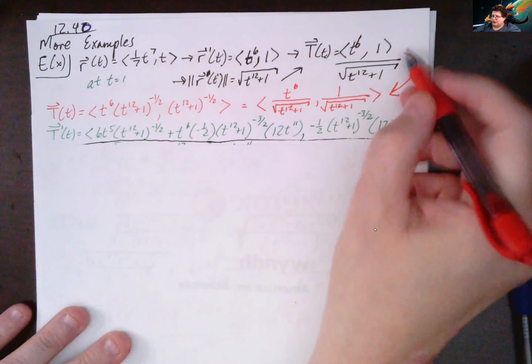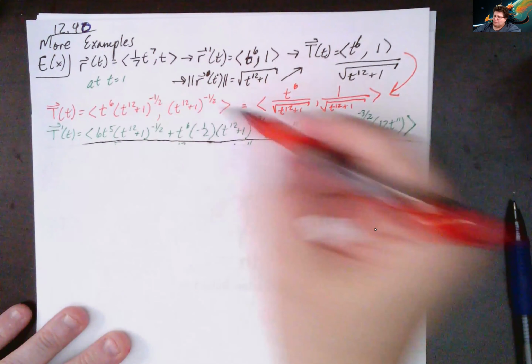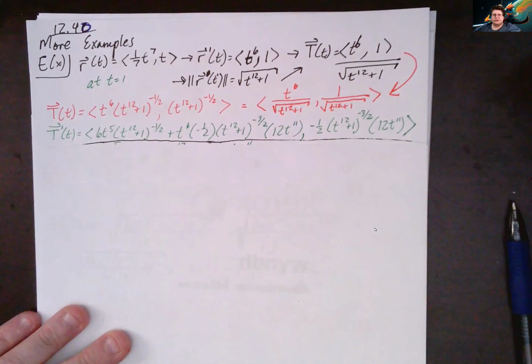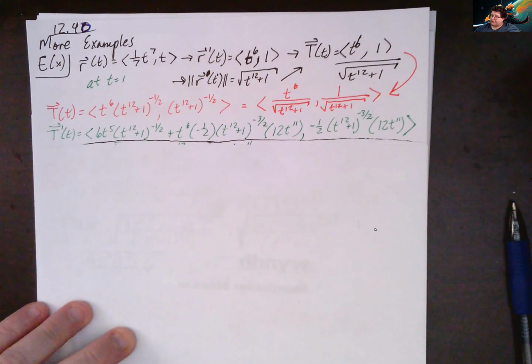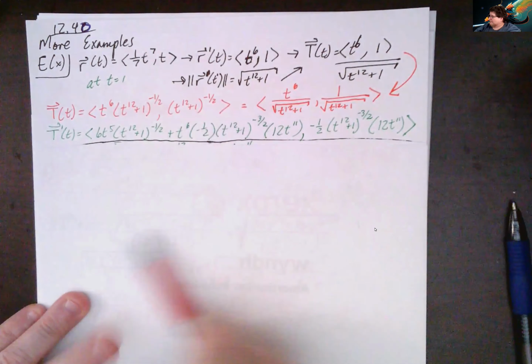I wrote it there, and I also wrote it in this form right here, where I moved the square root to the top as a power of -1/2. I find it easier to do the product rule using this rather than the quotient rule. So I'm doing the product rule here, focusing on just the x component right now.